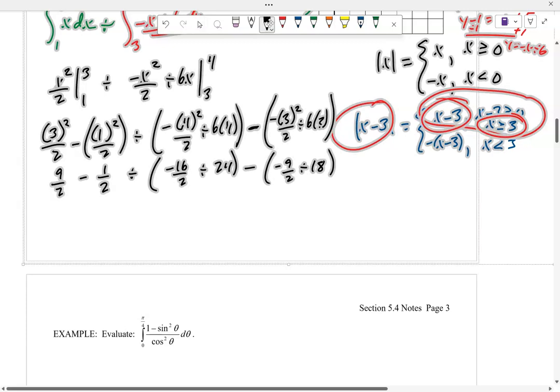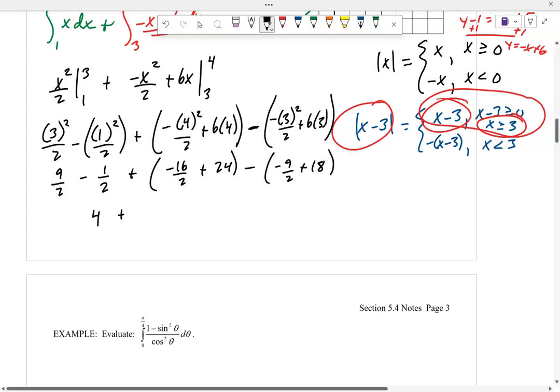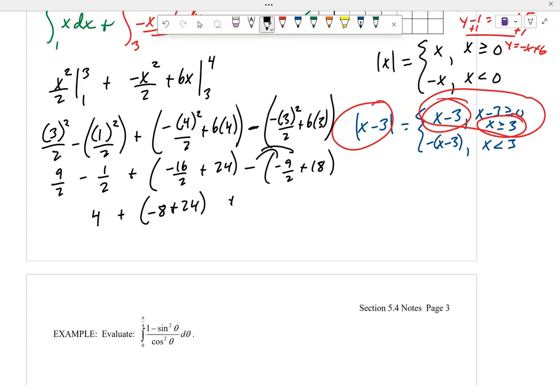9 halves minus 1 half, 8 halves, or 4, plus I got negative 8 plus 24. Let me just distribute that, plus 9 halves minus 18. So I've got 4 minus 8 is negative 4, plus 24 is 20, plus 9 halves minus 18. 20 minus 18 is 2, plus 9 halves, and then 2 plus 9 halves, 4 over 2 plus 9 over 2 is 13 over 2.